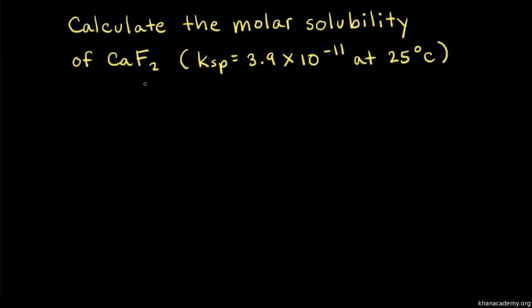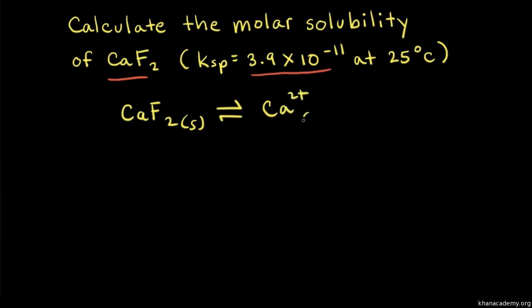Let's calculate the molar solubility of calcium fluoride if the Ksp value for calcium fluoride is 3.9 times 10 to the negative 11th at 25 degrees Celsius. The first step is to write the dissolution equation for calcium fluoride. So, solid calcium fluoride will dissolve in solution to form aqueous calcium 2 plus ions and fluoride anions. And to balance that out, we need to make sure and include a 2 in front of the fluoride anions.